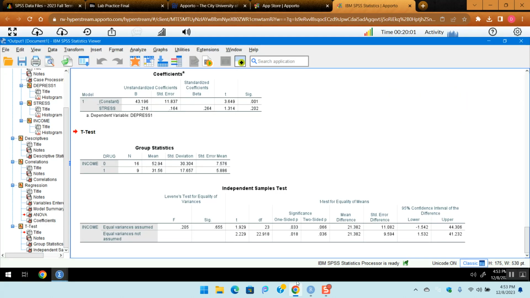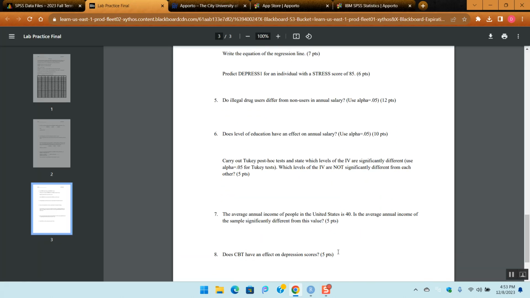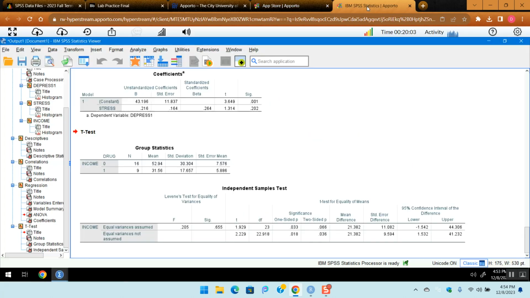So that's 5. 6, does level of education have an effect on annual salary? And then do post-hoc tests if this is significant. So if this first question is significant, there is a difference, then you're going to do post-hoc tests. If this first question is not significant, that means there's no difference, then we're not going to do these post-hoc tests. So let's see first if they're significant.